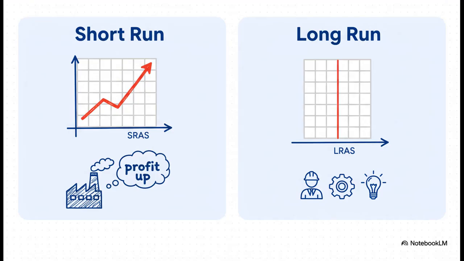So in the short run, the supply curve slopes upward. Why is that? Well, imagine the price level rises, but things like wages and other costs are kind of sticky. They don't change right away. For a little while, firms can make more profit, so they have a real incentive to produce more stuff.